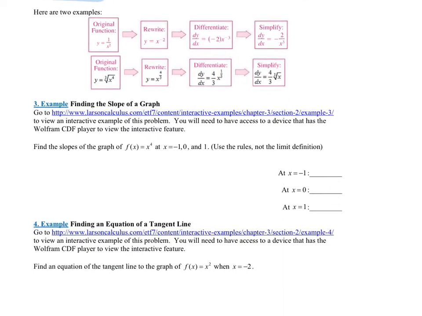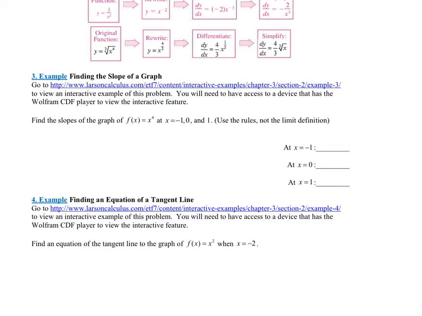Okay? Example 3 says finding the slope of the graph. It says find the slope of the graph of f of x equals x to the 4th at x equals -1, 0, and 1. Use the rules, not the limit definition. Okay? So here's the beauty of this. X to the 4th, we would have had to do the limit as h approaches 0 of f of x plus h minus f of x all over h. A long limit process. X plus h to the 4th, foiling it out. There's no need now. Now we can simply use the power rule.